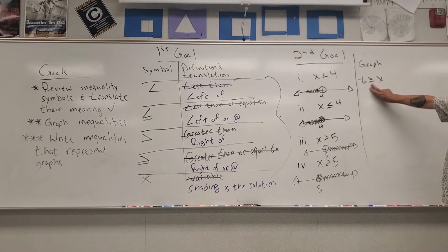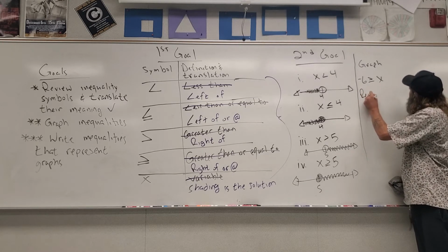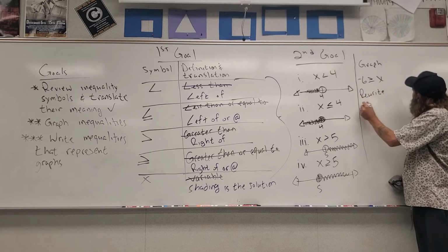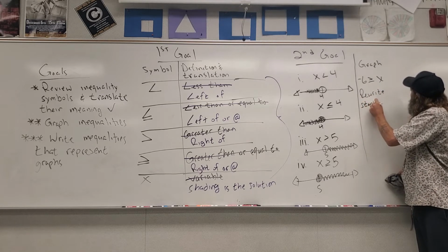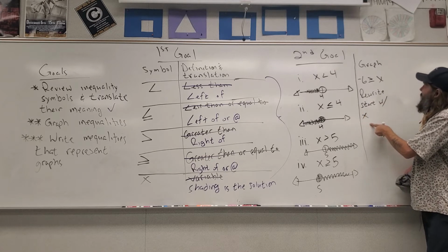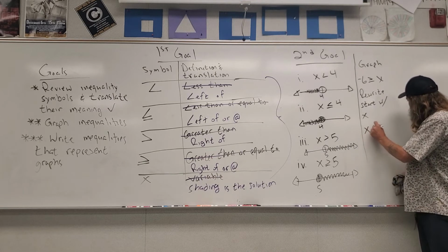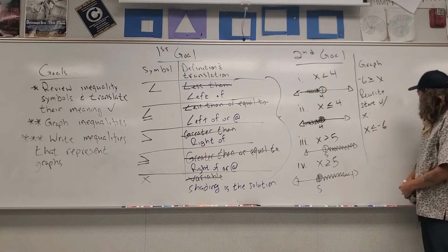-6 is right of or at the shading. I'm going to tell you that I have a hard time graphing this. So what I recommend is rewrite this. We start with the shading, we start with the x. So if -6 is right of the shading, and I rewrite this, I would say that the shading is left of or at -6.